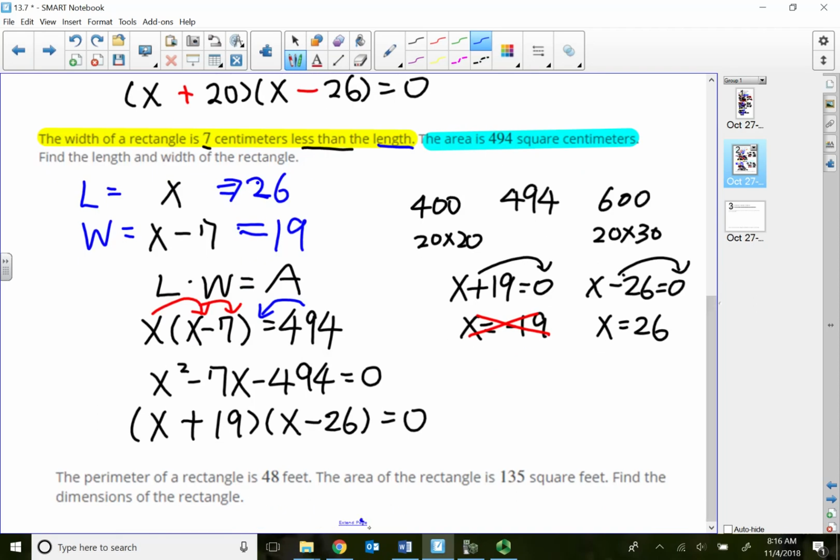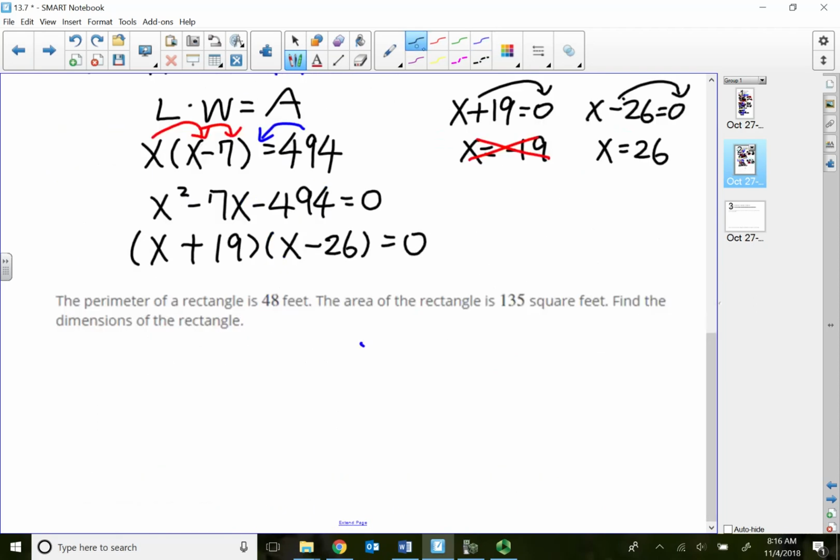All right, let's look at this last one. This last one is very strange. It says the perimeter of a rectangle is 48. The area is 135. Find the dimensions of the rectangle. So basically, in order for me to translate for my length and width, I will need to use the perimeter formula first, and then I'm going to set up my entire equation in a minute using the area formula.